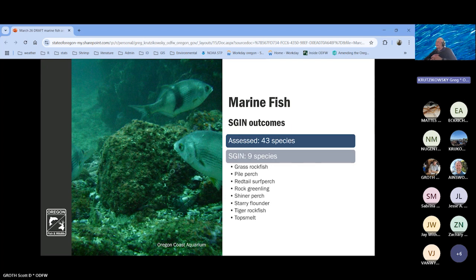For the SGIN outcomes, there were 43 species assessed on the marine fish again, and 9 species, including the grass rockfish, pile perch, red surfperch, rock greenling, shiner perch, starry flounder, tiger rockfish, and topsmelt, were all listed as SGIN. We really don't have enough information about those species, so those are things that would be great to get more information about. Next slide, please.